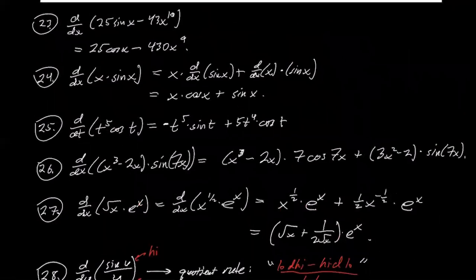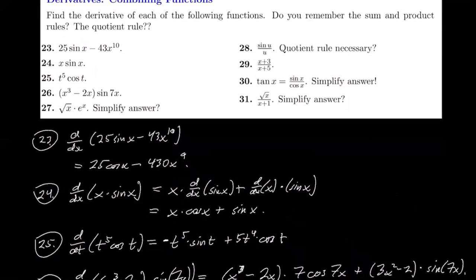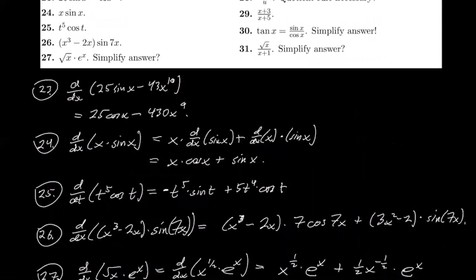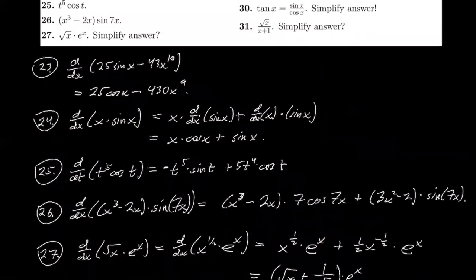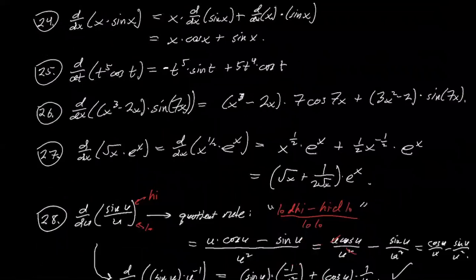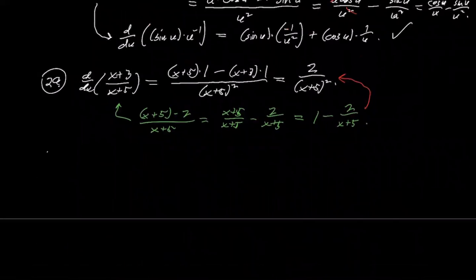Okay, just a few more. Right, so I had the derivative of tan x was secant squared x, but if we actually use the quotient rule on it, we can actually see it. If we rewrite tan x as sine x over cosine x, we can actually do this. So 30.